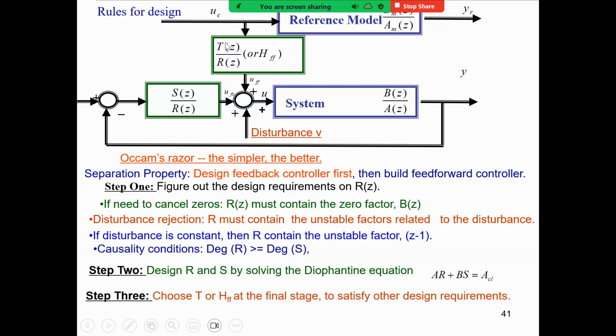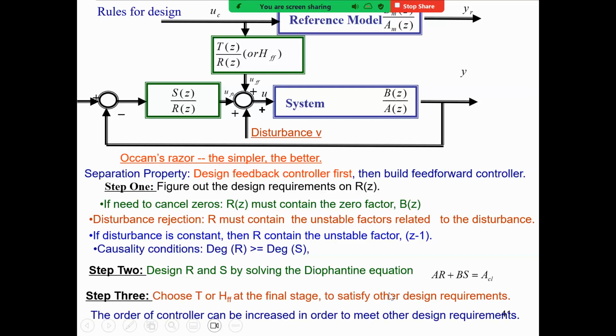Step three, you choose your feedforward path to satisfy other design requirements. And in this whole procedure, if you realize you don't have enough freedom, then you can always increase the degree of the controller. But always remember, when you increase that, you always have to satisfy the causality condition.